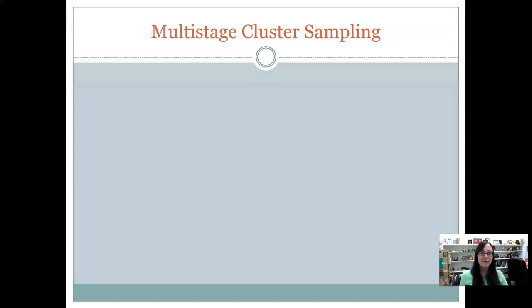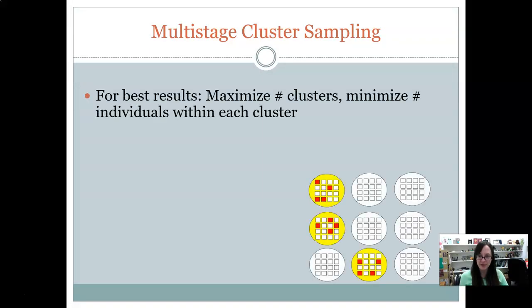For best results, you want the most number of clusters with the least number of individuals within each cluster. That makes sense, and it would still be efficient to gather the data. If you think about going to extremes, if you were to go to one state and say, we're going to pick one county, then yes, it's a random selection of which county that is, but now that's the only county you're getting information from.